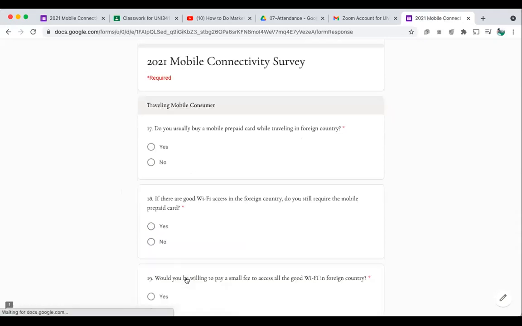Okay, next, probably the last section. Do you usually buy your mobile prepaid card while traveling in the foreign country? No, not quite. I only buy once when I was traveling in Taiwan. It's kind of very different in Taiwan, because in Taiwan, you get unlimited data, right? There's no quota. So when you arrive at the airport, there is a big advertisement. It says unlimited data for 3 days in Taiwan, and it's only for 300 new Taiwan dollars. 300 new Taiwan dollars is about 30 ringgit.